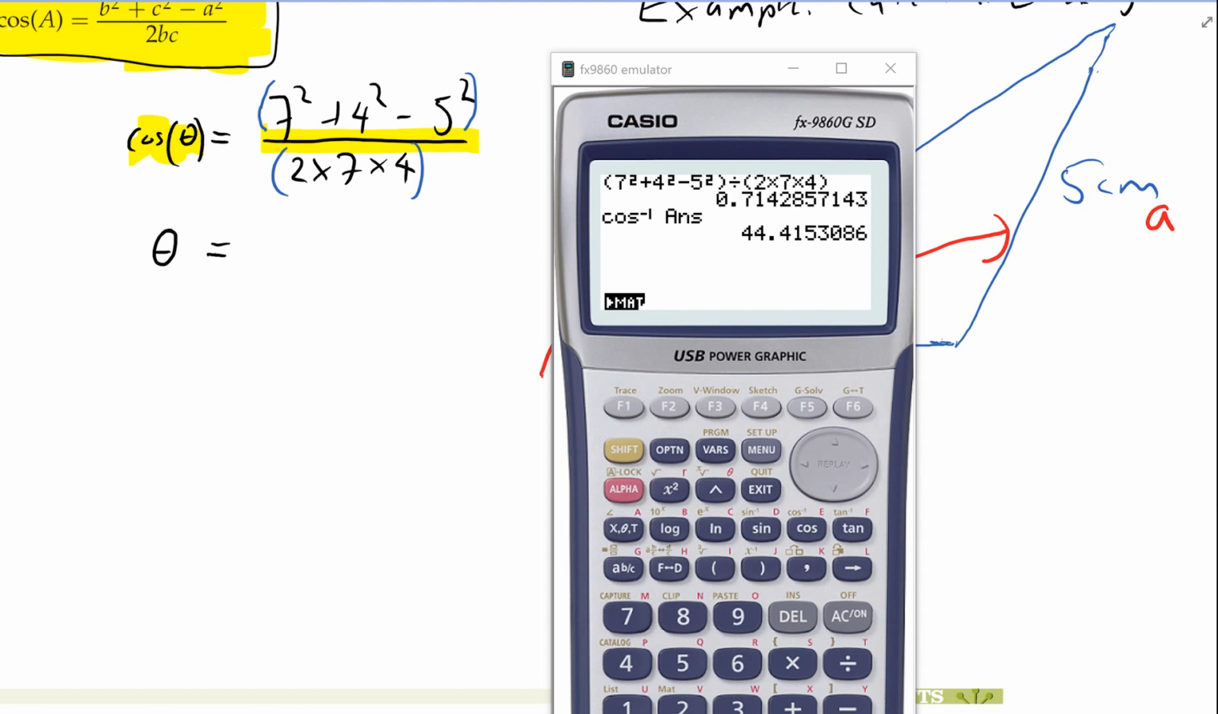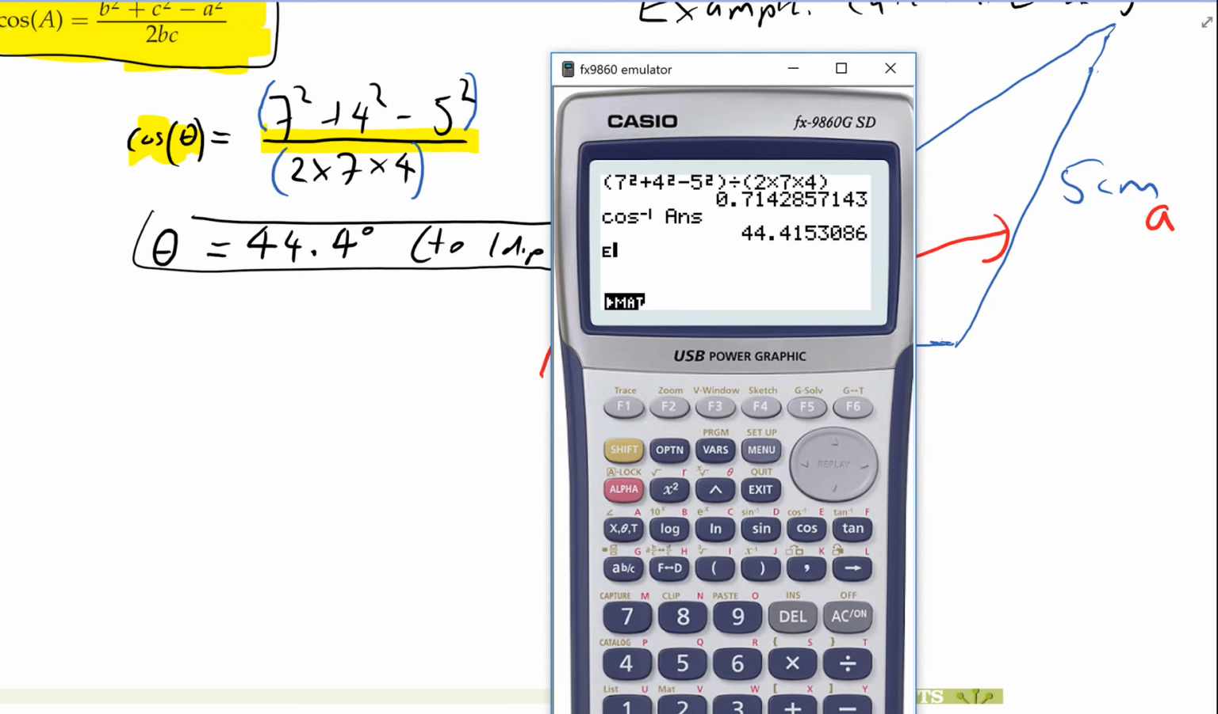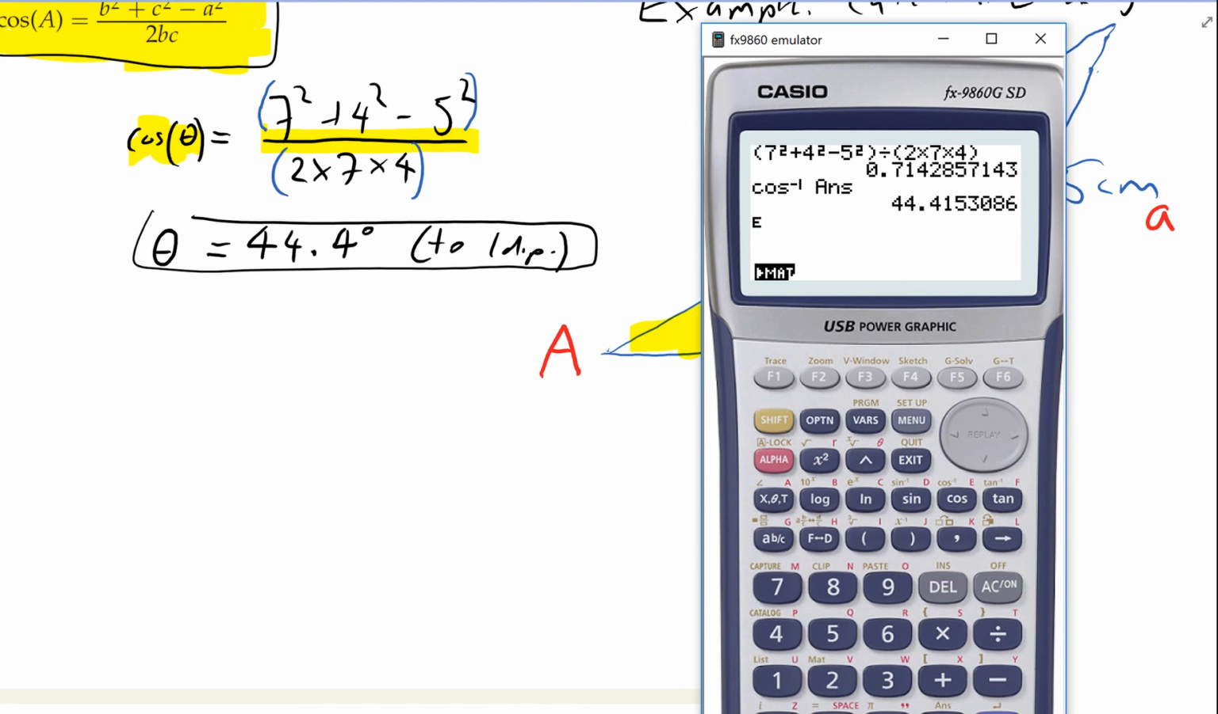So theta equals 44.42 degrees, because it's not cos theta anymore. And in fact, I'm just going to round it to 1 decimal place. It doesn't matter really whether you go 1 or 2. Okay, so key process, I reckon the easiest way to do it: brackets around the top, brackets around the bottom, get your answer, hit shift cos answer, and then you're going to get it right every time.